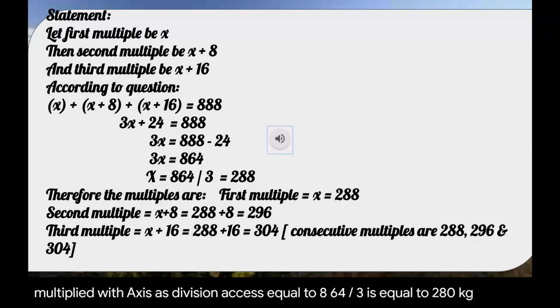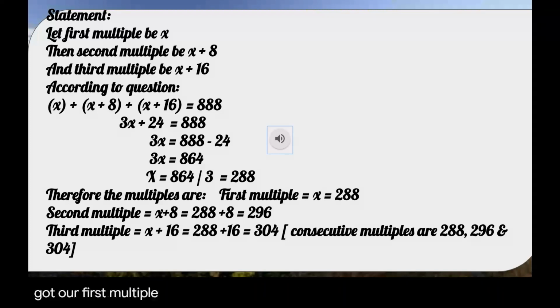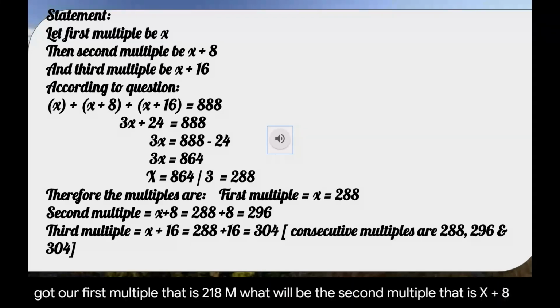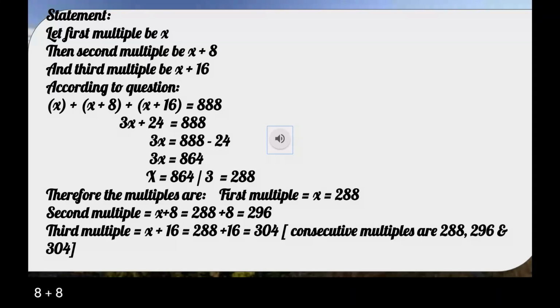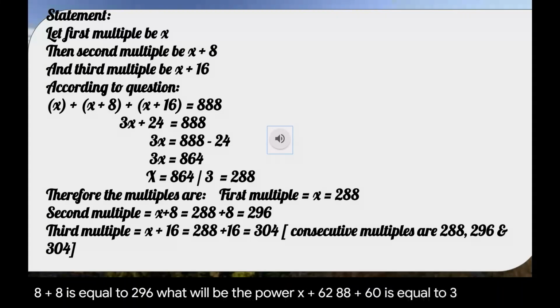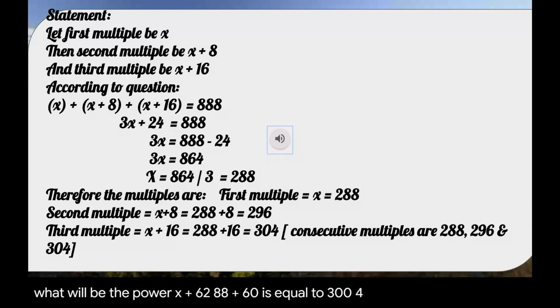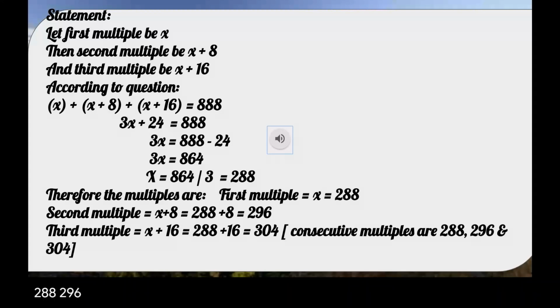So we got our first multiple, that is 288. What will be the second multiple? That is x plus 8. So 288 plus 8 is equal to 296. What will be third? x plus 16. So 288 plus 16 is equal to 304. So what are the multiples? 288, 296 and 304.